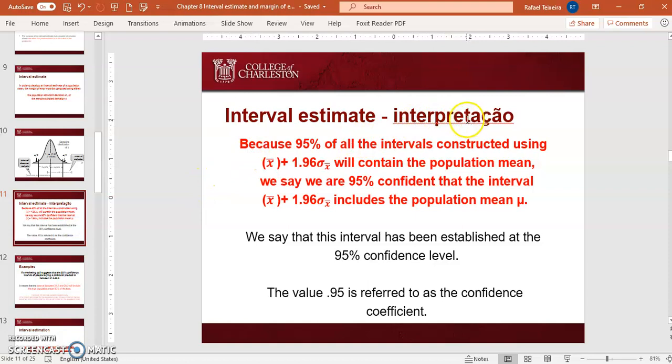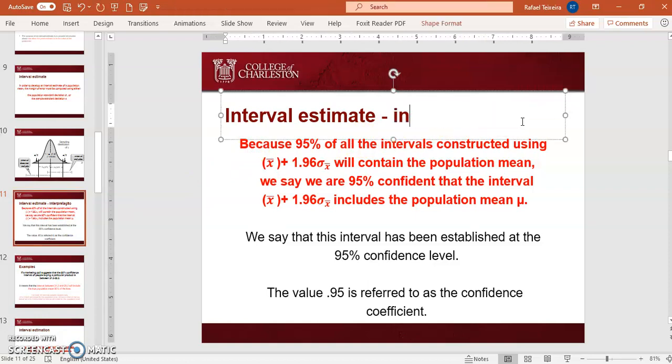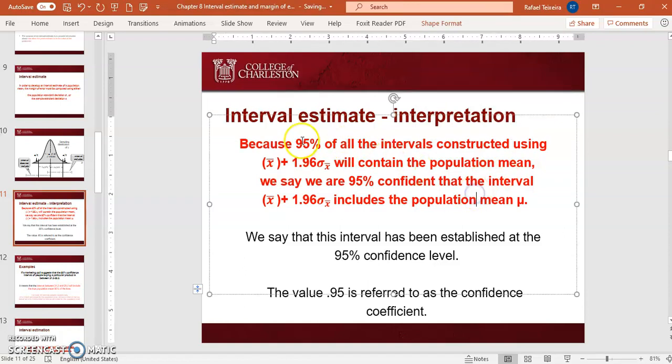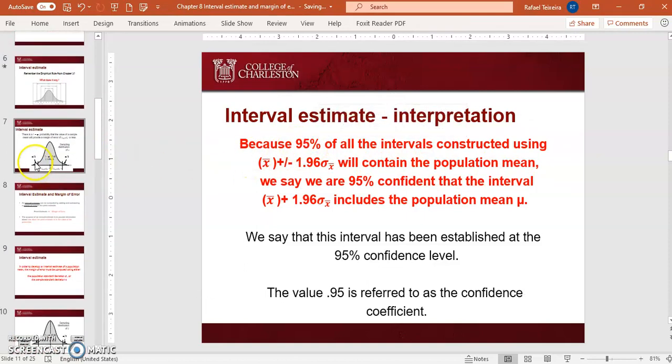The interpretation is this: 95% of all the intervals constructed using the sample mean plus and minus 1.96, this z-score, multiplied by the standard error, will contain the population mean. You learned the z-scores in chapter 3 or chapter 6, and the standard error in chapter 7. So we're going to use all these elements to build an interval. Where is this 95% coming from? Remember the empirical rule?